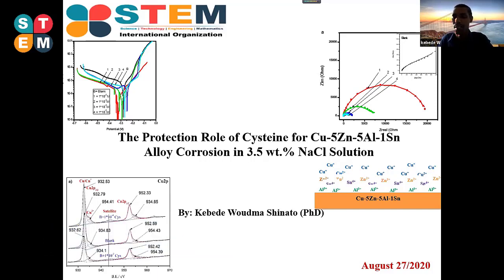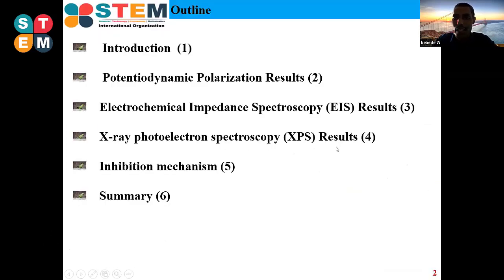I will go through the outline: introduction, and then the experimental work. The first two are electrochemical tests. The first one is the potentiodynamic polarization test and the electrochemical impedance spectroscopic test. The other one is the X-ray photoelectron spectroscopic test, and then the discussion and summary.